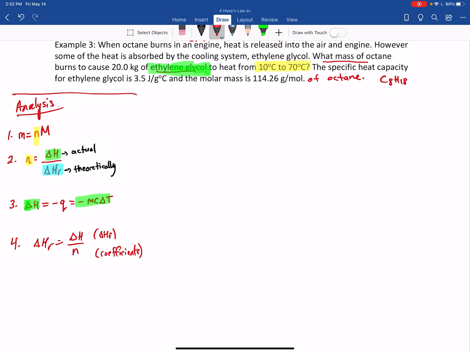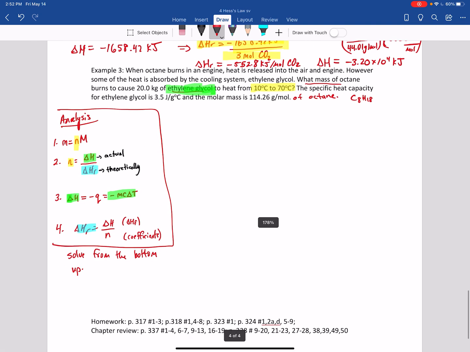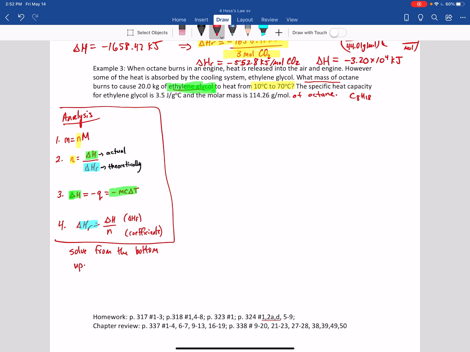So following this roadmap, and then just solving it in reverse, gives us all of the information we need to find the mass. Rather than trying to memorize questions, it's important to understand the link between the variables. We'll solve from the bottom up. If we start with equation 4, because we have the information for that, we'll be able to solve this question. The first thing we need, because we're using formation enthalpies, is a balanced equation.